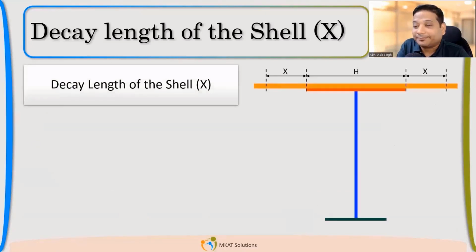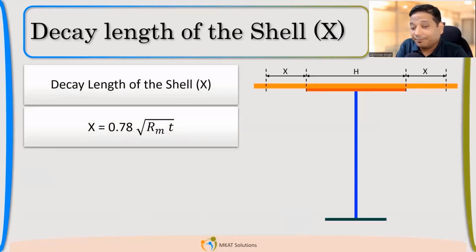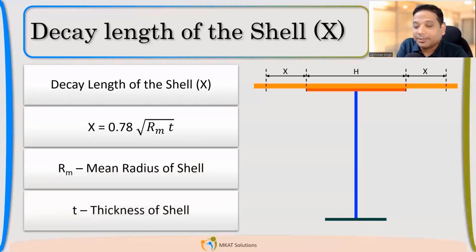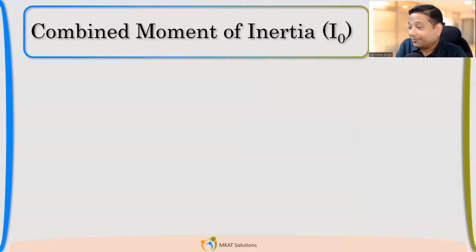Okay. So decay length we already spoke about. Here 0.78, if you take both sides, it will be basically 2 times of it. So one side 0.78, if you multiply, gives 1.56. Okay. So this we already spoke about. Rm is the mean shell radius, T is the thickness. Okay. Now I'm calculating the moment of inertia.